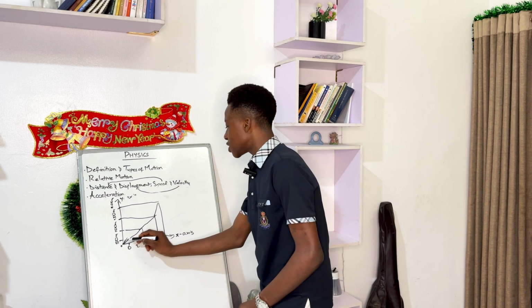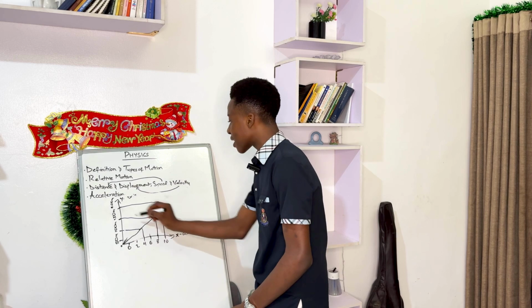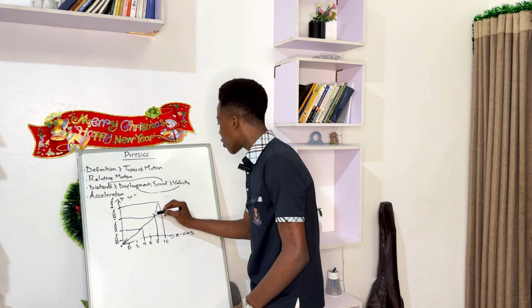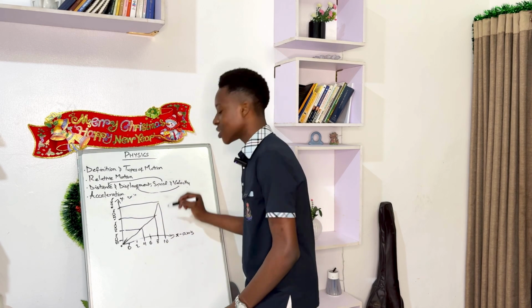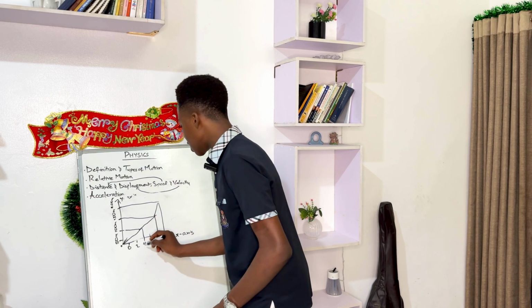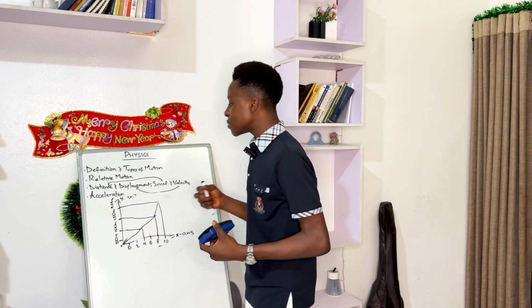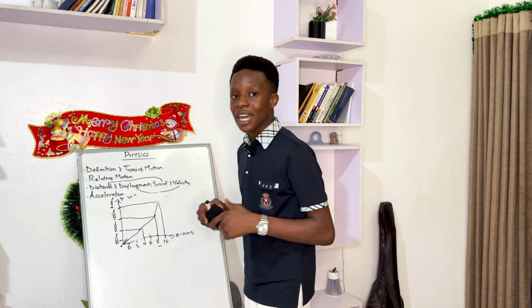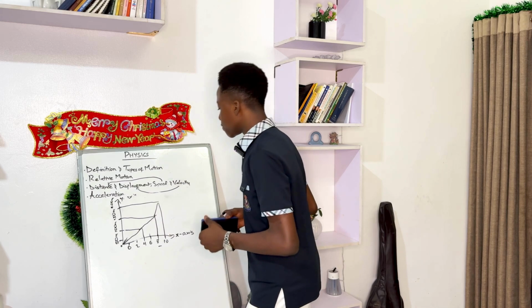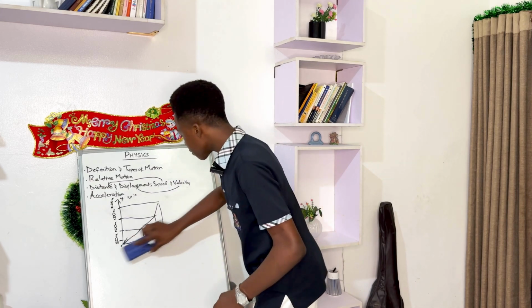As you can see, as I drew this line here, it was very slow, but at 8 seconds it started getting faster. It went from 150 meters to 200 meters in just 2 seconds, because the difference between 8 and 10 is 2. So a displacement time graph tells you how fast or slow an object is, because it tells you if the velocity of the object is constantly changing.